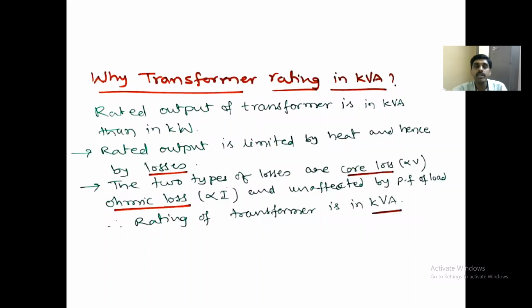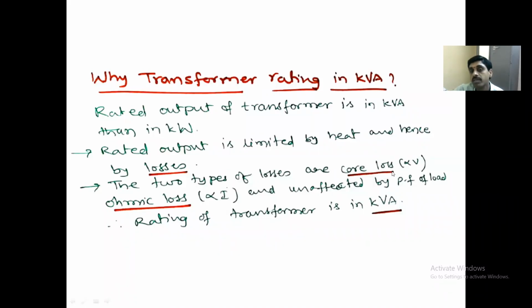So another important question is, why is the transformer rating in kVA? The simple explanation: why kVA, why not kW? We know kW means VI cos phi. Here we will take only voltage and current, not power factor. So the rated output of a transformer is in kVA, not in kW, because the rated output is limited by heat and hence losses. Output is mainly limited by losses. This kVA is nothing but the output.